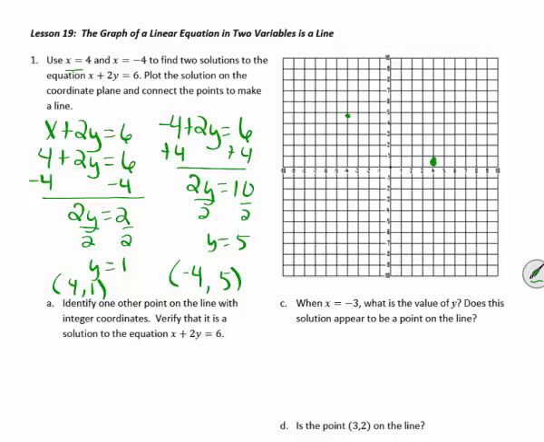Connect the points to make a line. We're going to connect them nice and straight and put arrows on the ends. Part A: identify one other point on the line with integer coordinates. Verify that it is a solution to the equation.